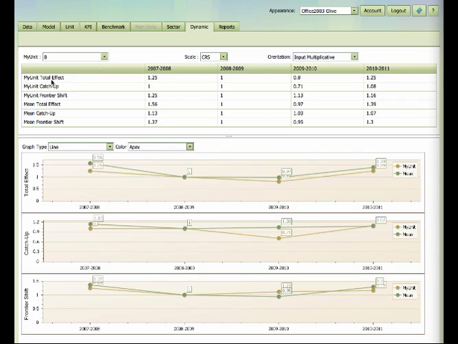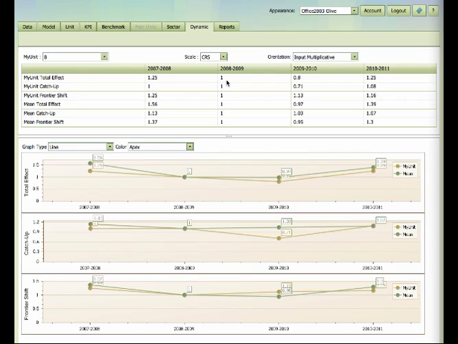3 indices: total effect, catch up, and frontier shift. Total effect is the total improvement from one period like 2007 to the next period 2008. An index of 1.25 suggests an overall improvement of 25%.